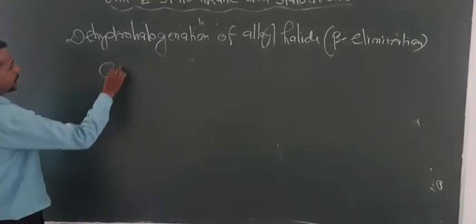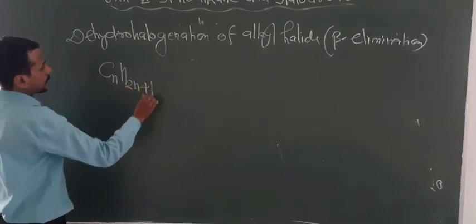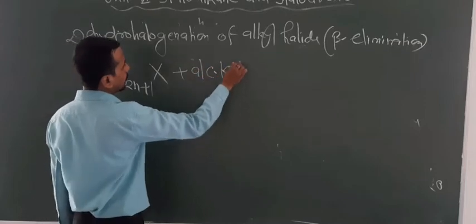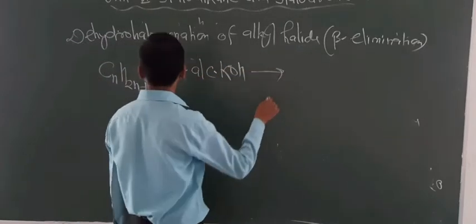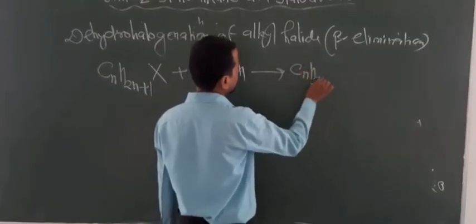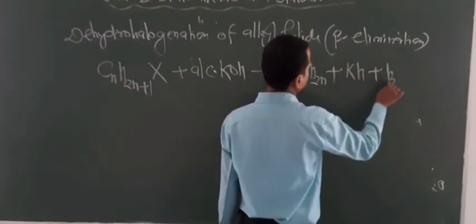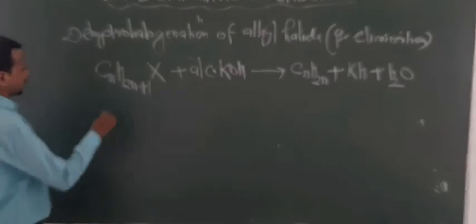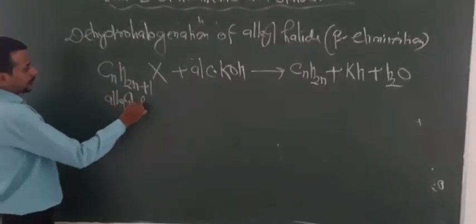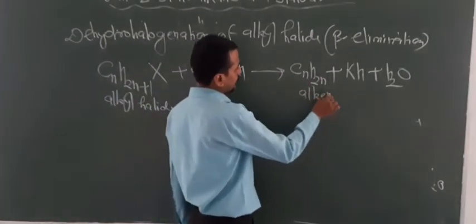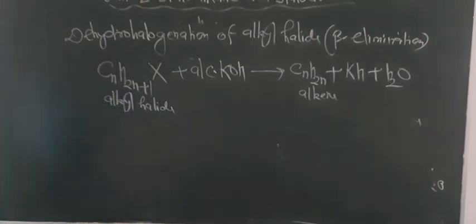Now look at here. In general way you can write like this: CnH2n+1X when it reacts with alcoholic KOH. So now your answer will be like this. This gives CnH2n plus KX plus water. So now this is alkyl halide, and this is alkene. So we can prepare alkene from alkyl halide by using alcoholic KOH like this.